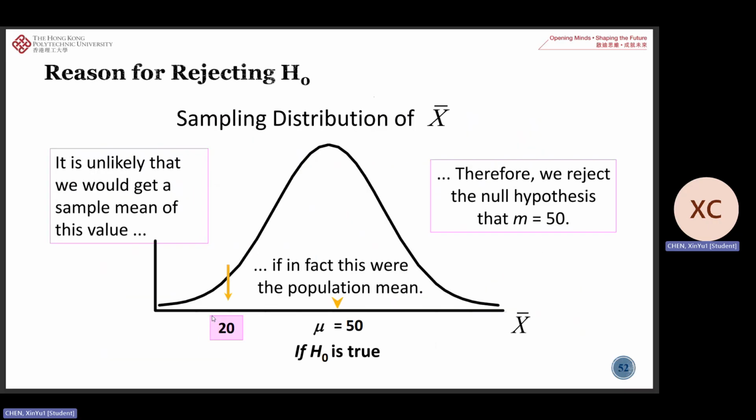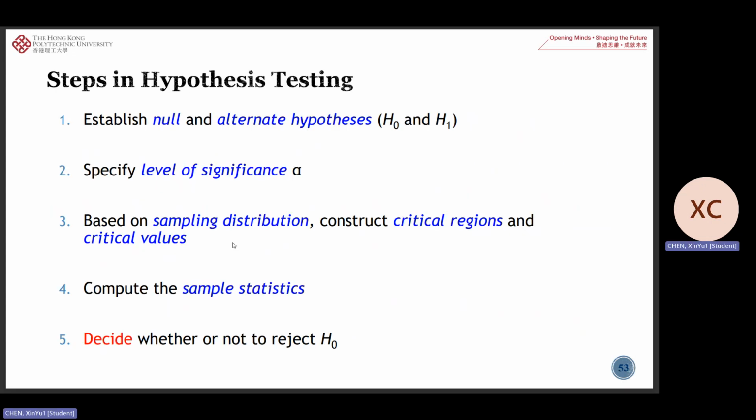But if there are so many observations, then it could be questionable. So we first need to establish a null and alternative hypothesis, H0 and H1. Then we specify the level of significance. Then, based on the sampling distribution, construct the critical regions and the critical values. Then we compute the sample statistics and decide whether or not to reject H0.